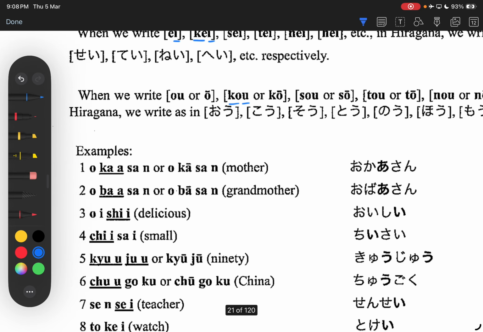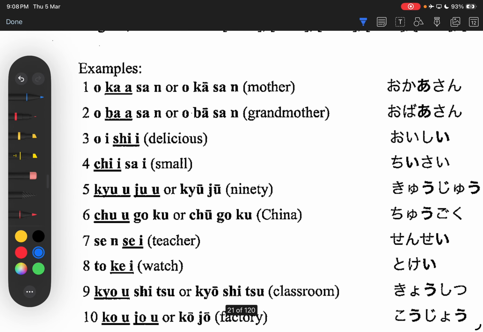So how do we use them? We use them in words like, for example, mother and grandmother. For example, oka-san. Instead of saying the short oka-san, it's a double A sound, so you can hear the difference. Then of course we also have our grandmother, oba-san, versus oba-san. You can hear the difference, the long dragging sound.